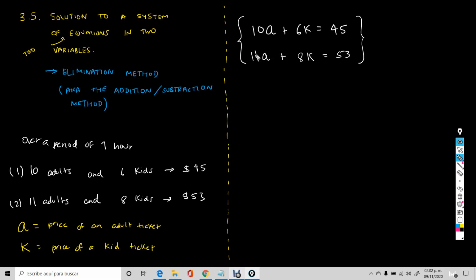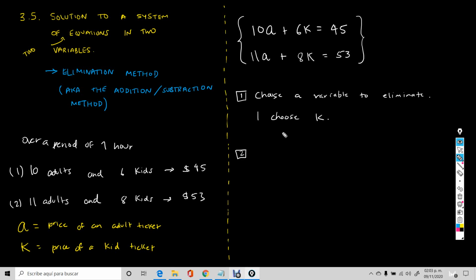In what does this method consist? What is it about? It's the following. We're going to write step 1. You're going to choose a variable to eliminate. What variable? It doesn't matter. You have two variables, a and k. Choose one. It doesn't make any difference which one. So I'm going to choose k. I choose k. I'm going to eliminate this variable. How?